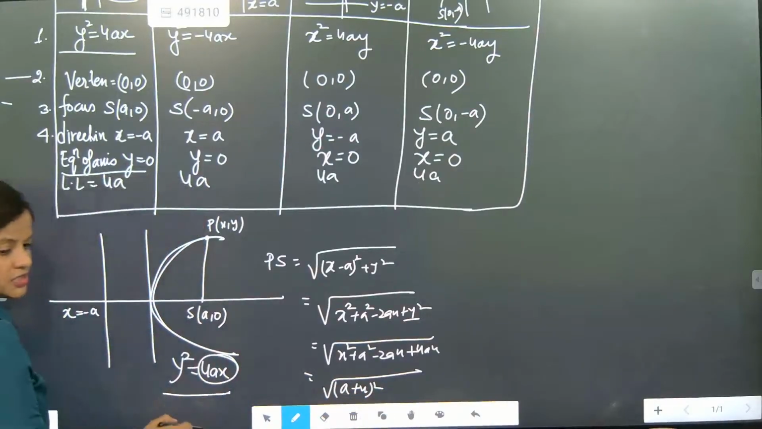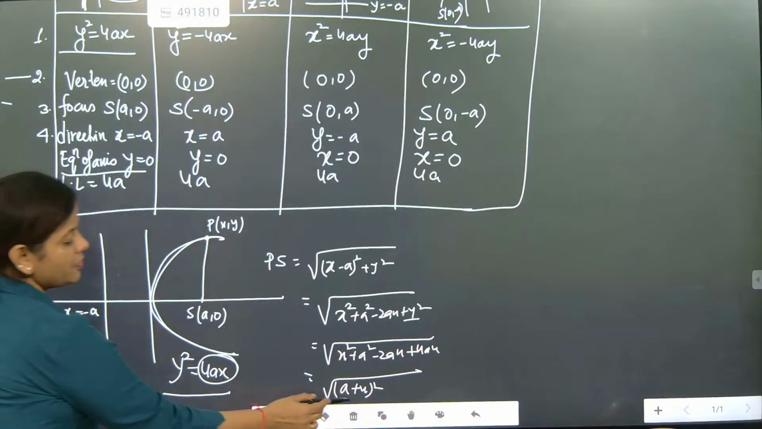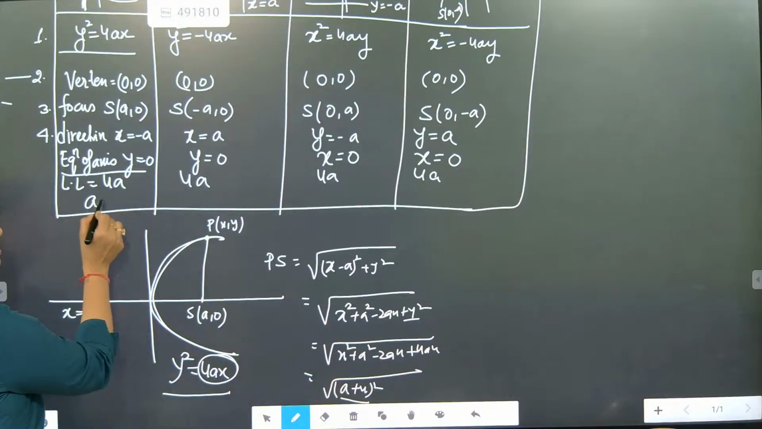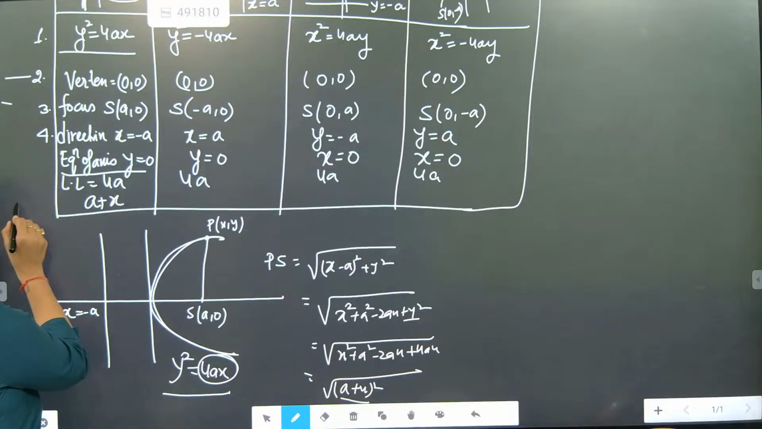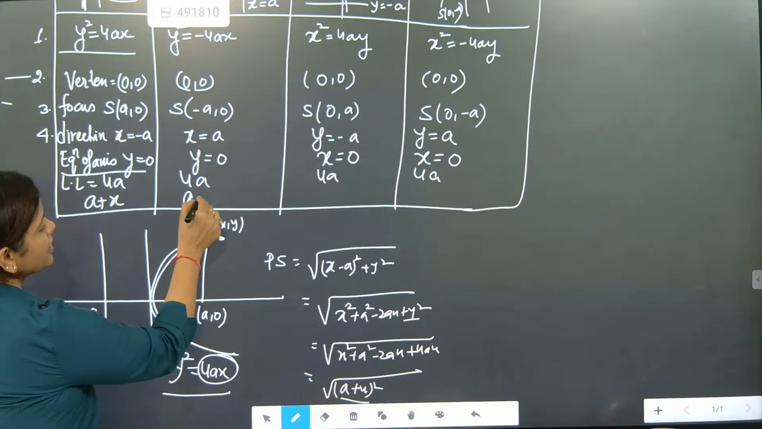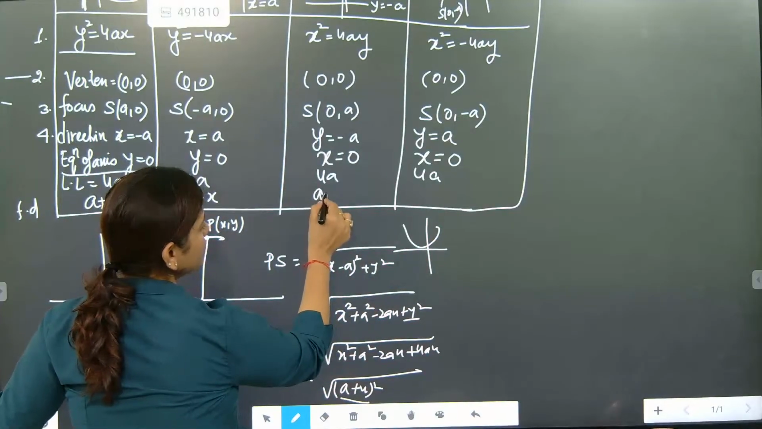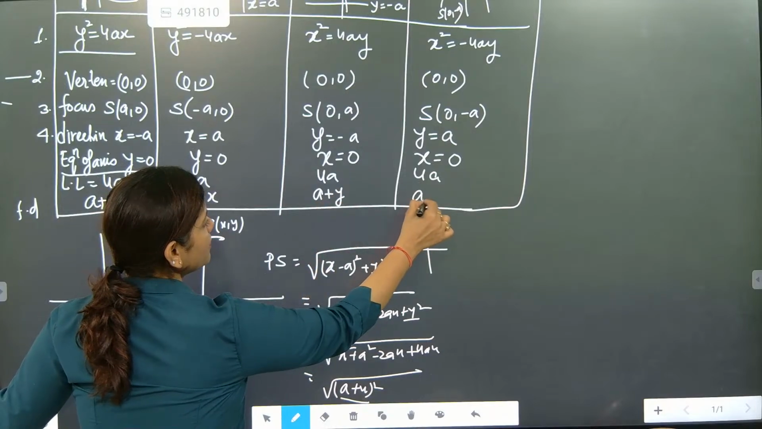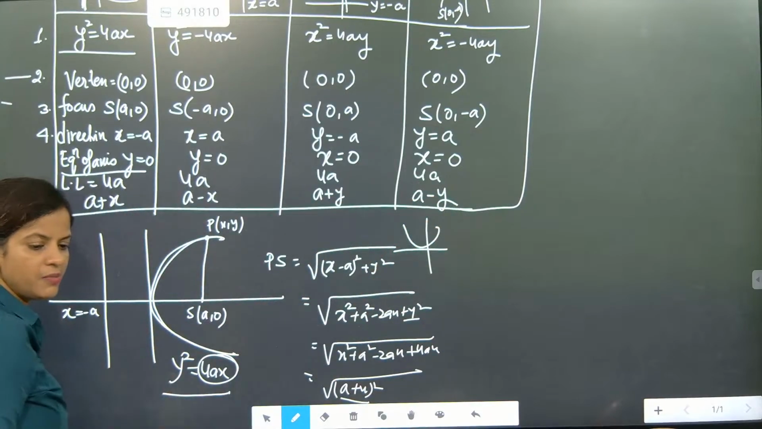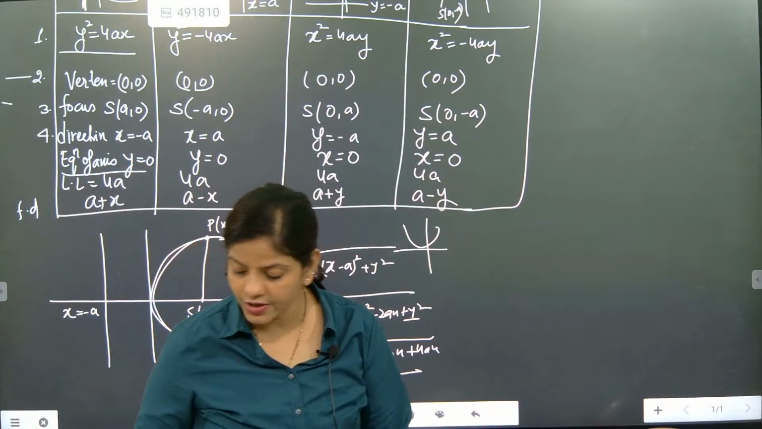So the focal distance for this point will become a plus x. So here the focal distance is coming as a plus x. This is the focal distance, FD. Focal distance: a plus x. Here it will become a minus x. But when the parabola mouth is up, it will become a plus y. And when the parabola mouth is down, it will become a minus y. Any questions to ask, beta?